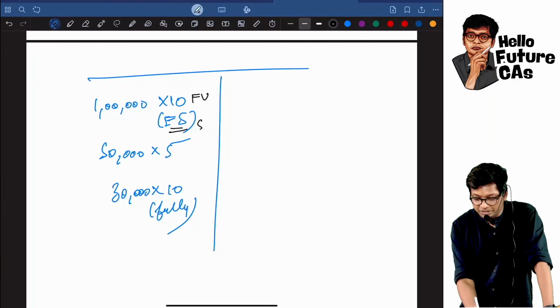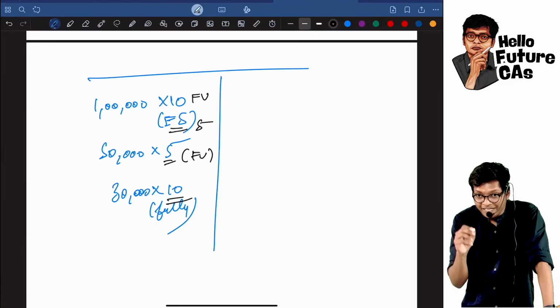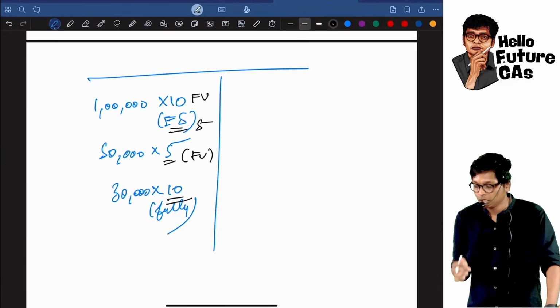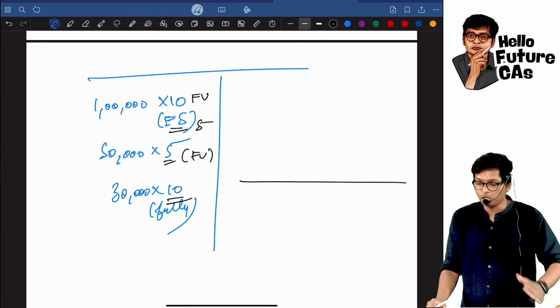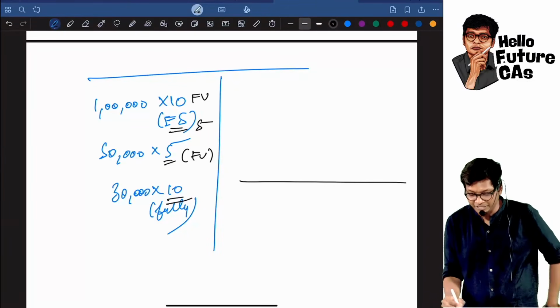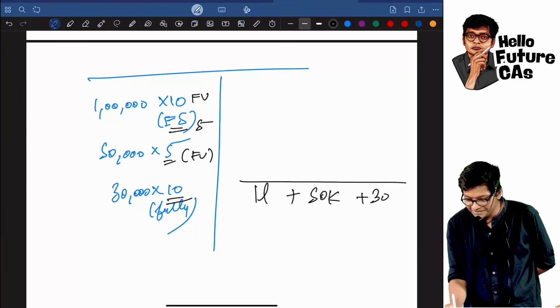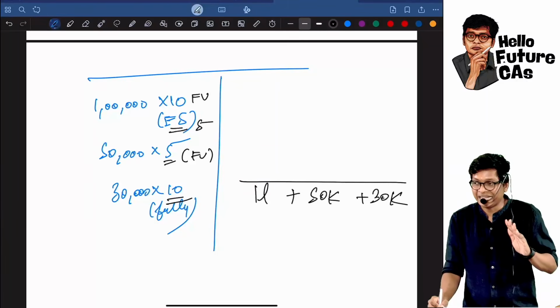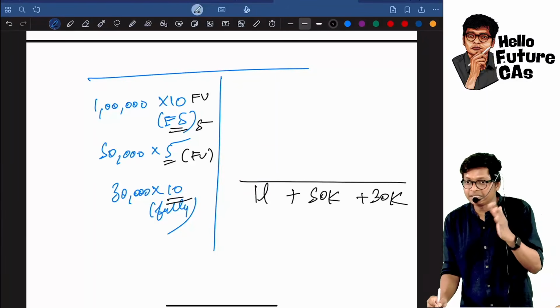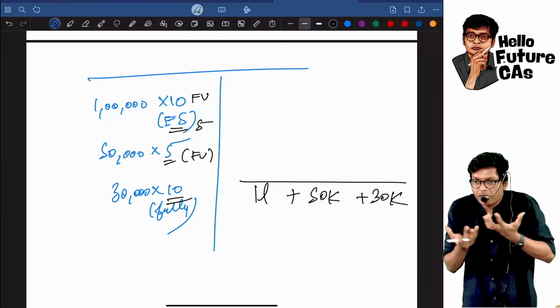Here face value is 10 and paid up value is 5. Here face value itself is 5. Here face value is 10 rupees and fully paid up. When it comes to the denominator, now I have 3 sets of shares: 1 lakh shares plus 50,000 shares plus 30,000 shares. I am allowed to add them only if they are all equal terms.